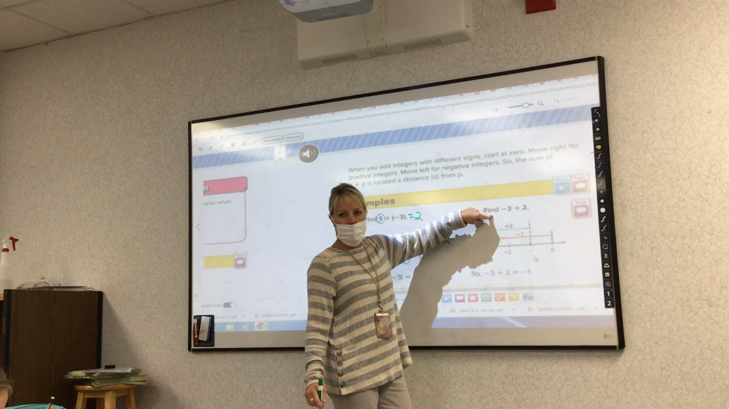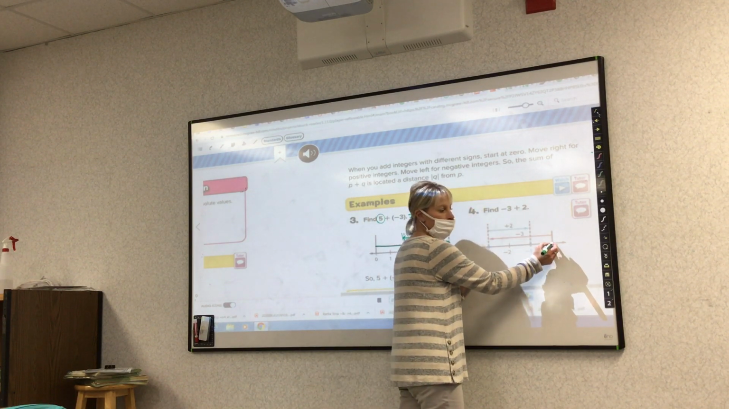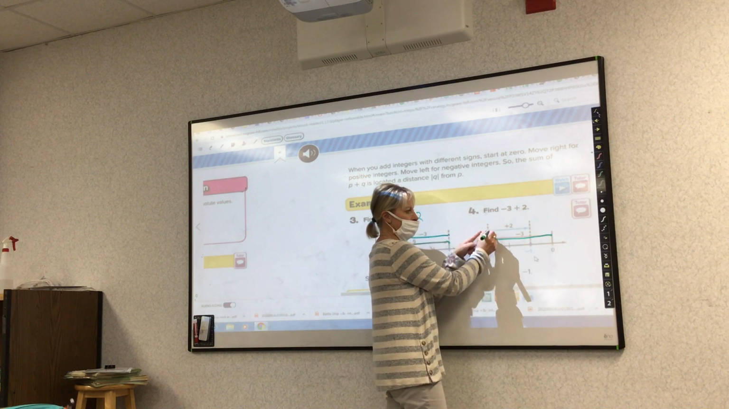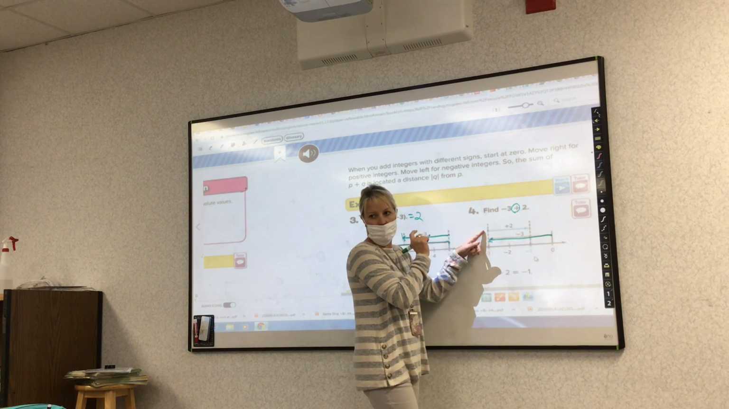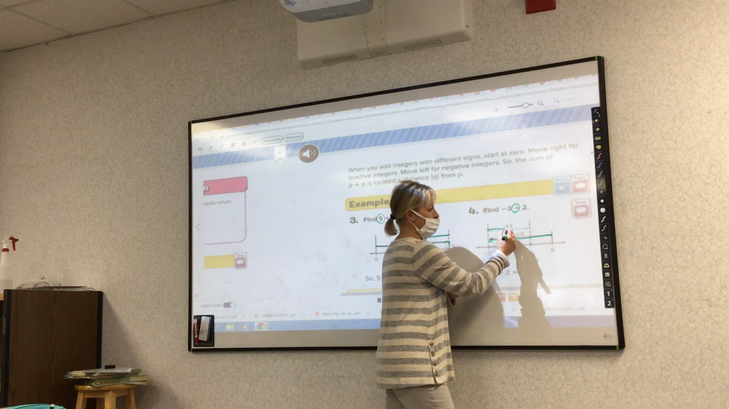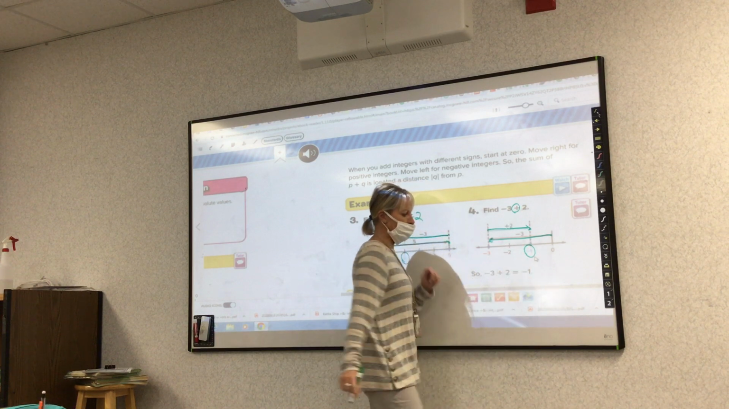Negative 3 plus 2. Start at 0. Go back to my negative 3. That's my next starting point, and I'm adding a positive. So when I go positive, do I go right or left? Right. 1, 2, and that's my stopping point. So negative 1 is my answer.